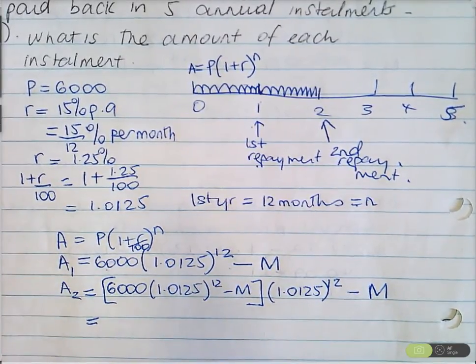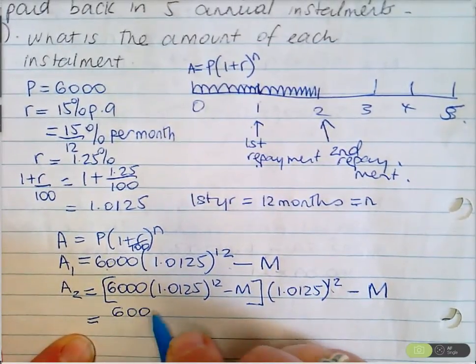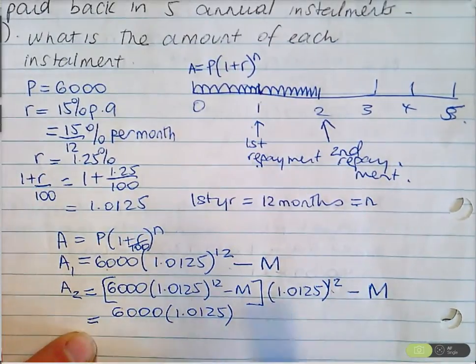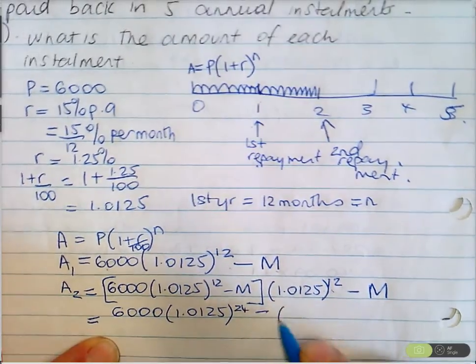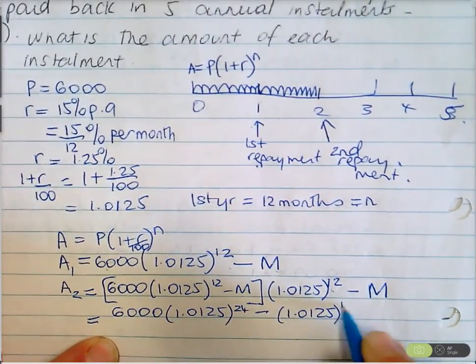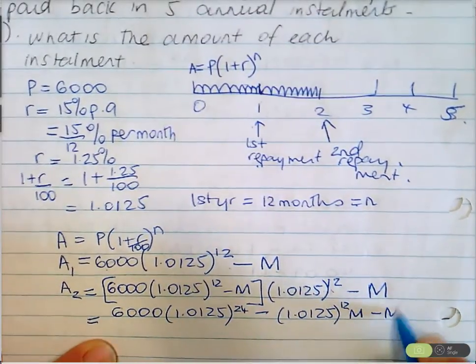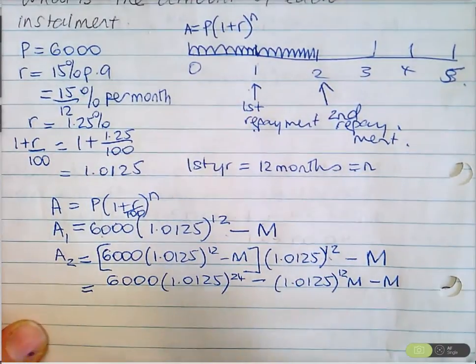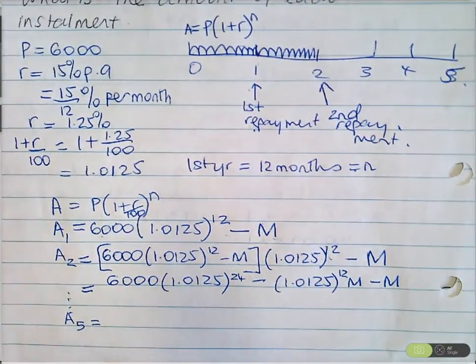So when I expand this, I get 6,000 times 1.0125 to the power of what? What happens here? 24, minus 1.0125 to the power of 12 times M, that times that, minus M. Do you get the idea? What do you think A5 is going to be? Remember, you're only making 5 payments. So would it be 12 times?